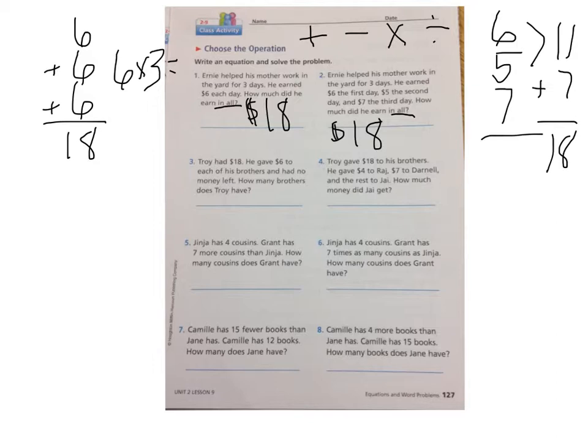So the answers end up being the same, but we're using 2 different ways to solve it. This one was equal amounts. This one had different amounts each day. I want you to finish the rest of them. You'll notice that Troy is in 3 and 4, and Jinja is in 5 and 6. But as you can tell, they're going to be different problems. So make sure that you're looking at those key words.